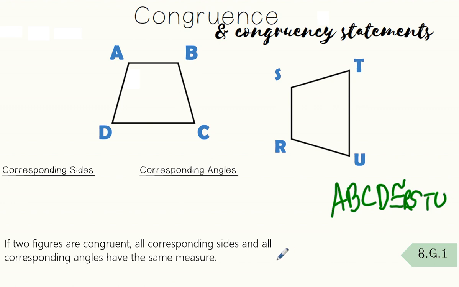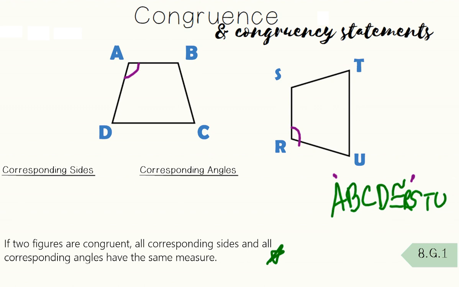So down here we have a definition for your notes. If two figures are congruent, then all corresponding sides and all corresponding angles will have the same measure. So I can tell just by looking at my list that angle A will be the same size as angle R. Whatever this measurement is will be the same as this measurement. And the same is true all the way down the list. That means that angle B will correspond to angle S, angle C will correspond to angle T, and angle D will correspond to angle U.